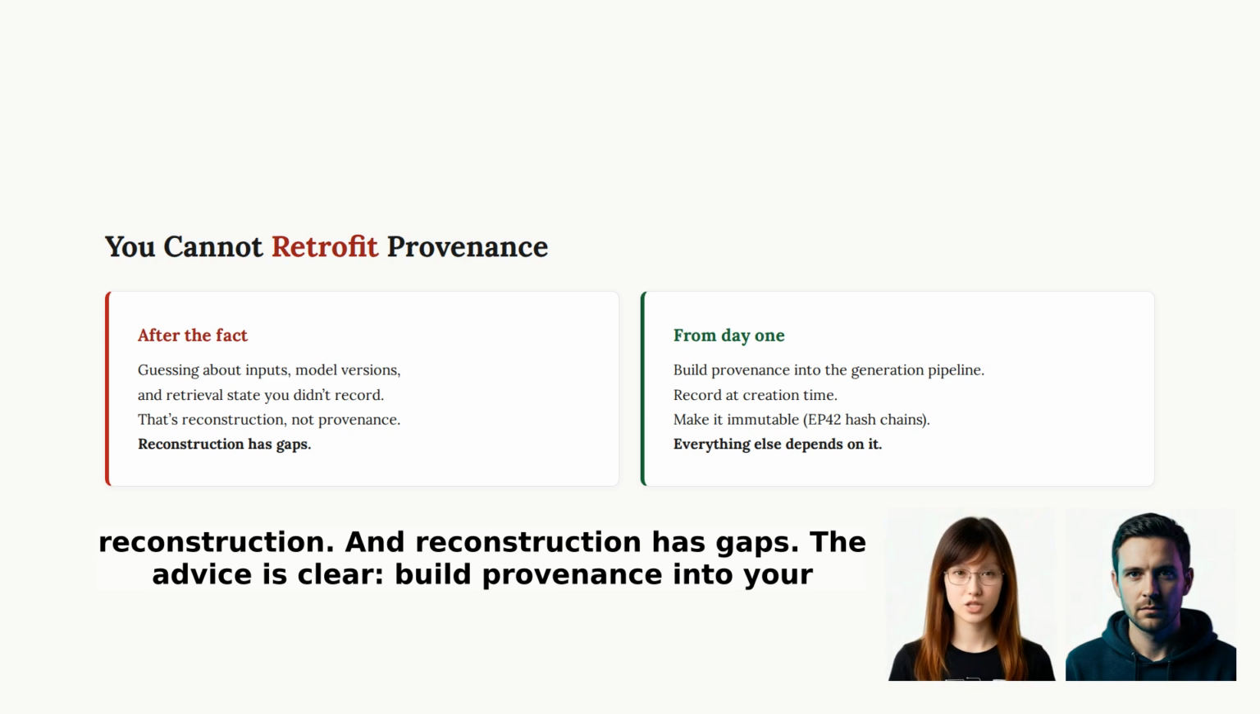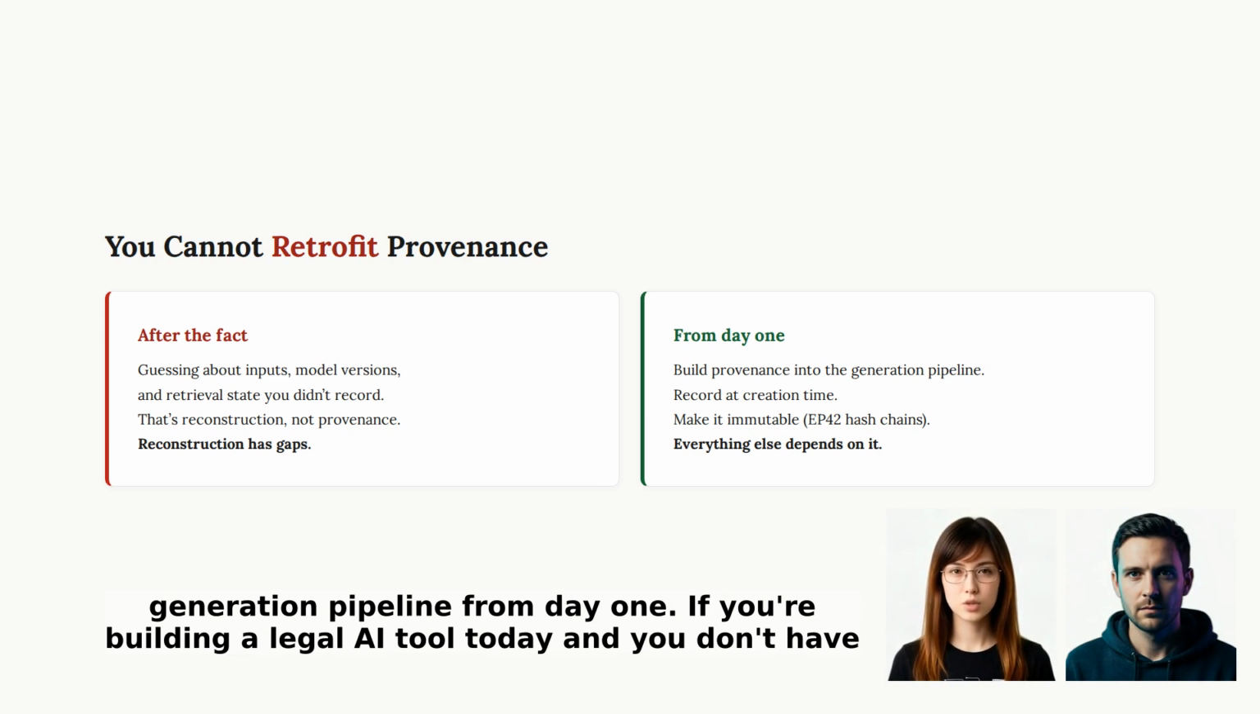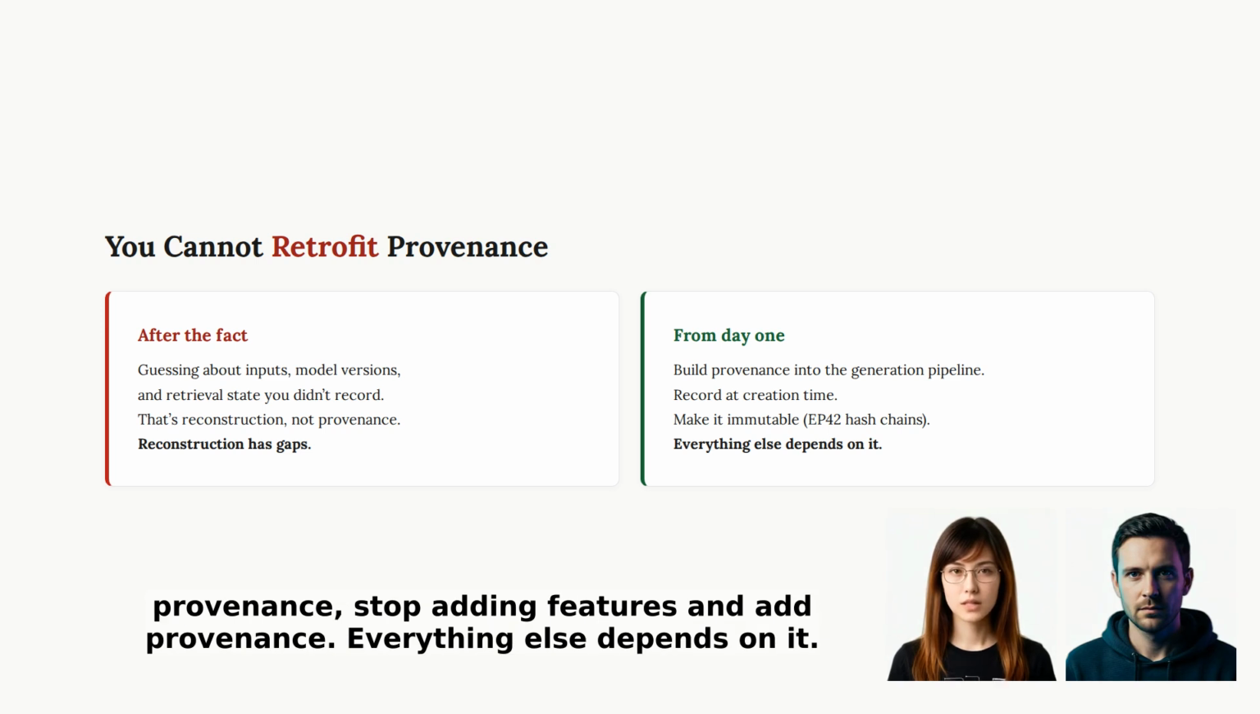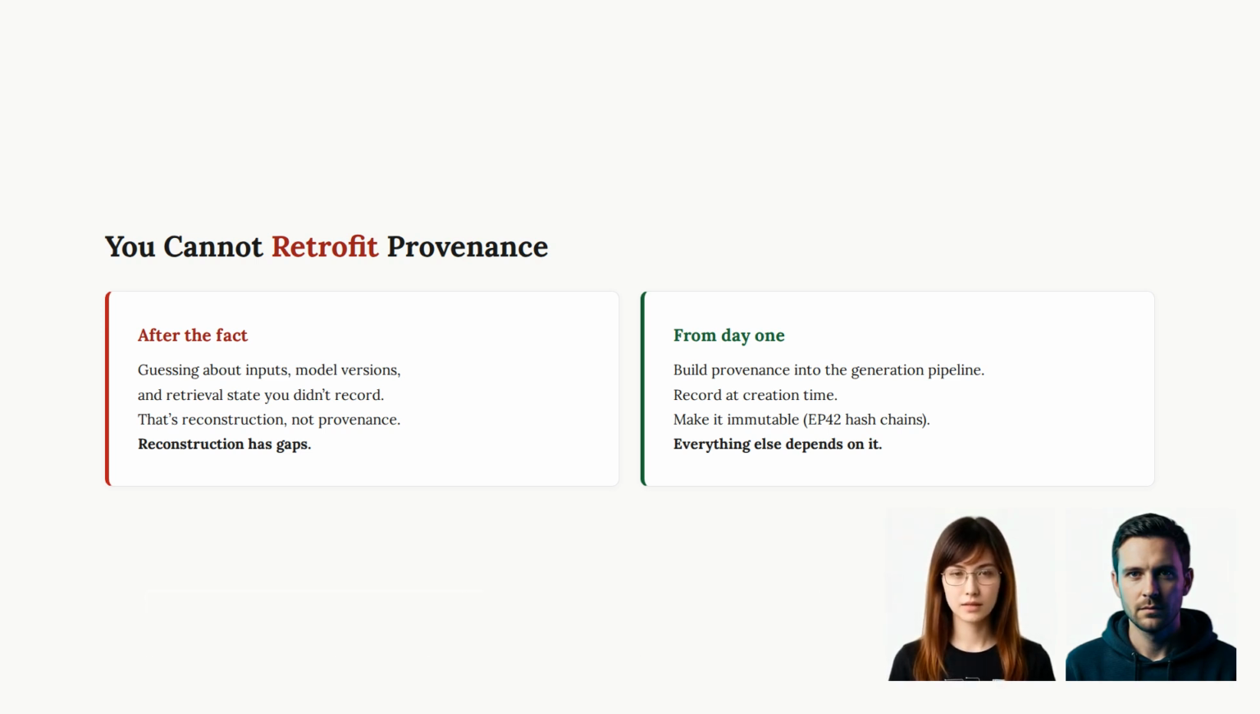And reconstruction has gaps. The advice is clear. Build provenance into your generation pipeline from day one. If you're building a legal AI tool today and you don't have provenance, stop adding features and add provenance. Everything else depends on it.